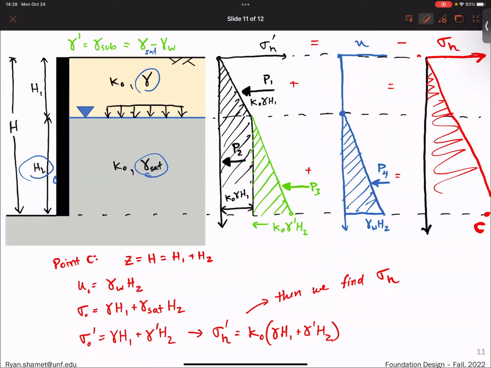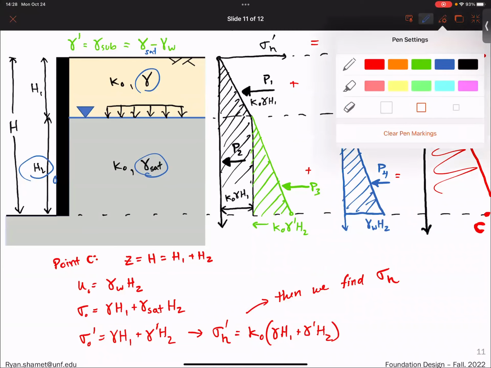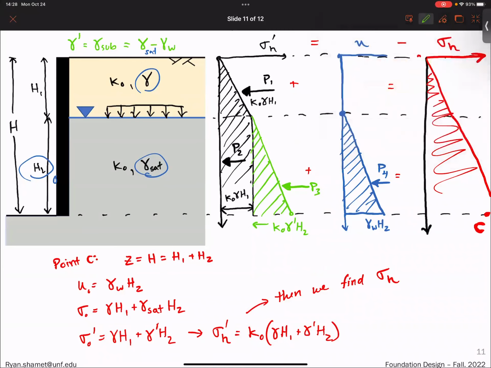And this green triangle is only attributed from this right here. So if we were to just cut off this top layer, if we were just to cut layer 1 out, then that green would be the only profile we have there. Okay, so is that green slope always going to be less than the top slope? It depends on the K naught value. Yeah, it depends on the K naught value.